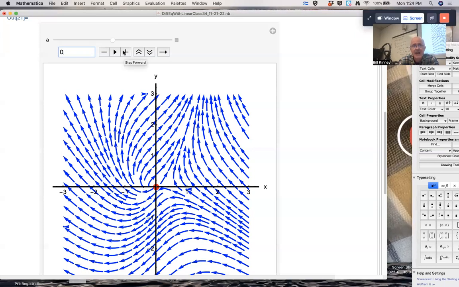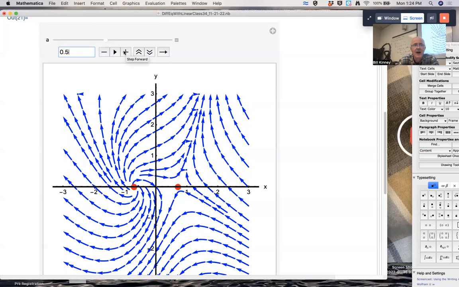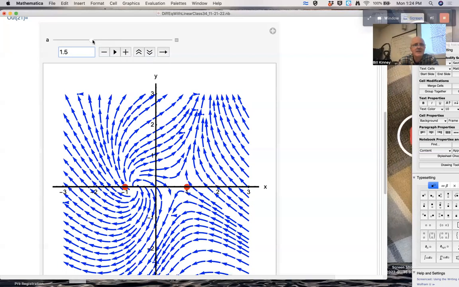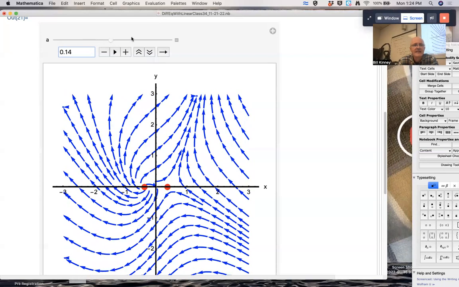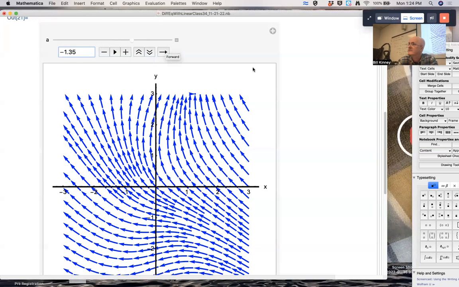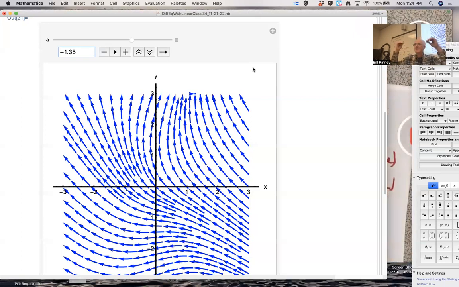When a is negative, then, there are no more equilibrium points. So bifurcation has occurred. It's like the equilibrium points are matter and antimatter. They've come together, they've annihilated each other.